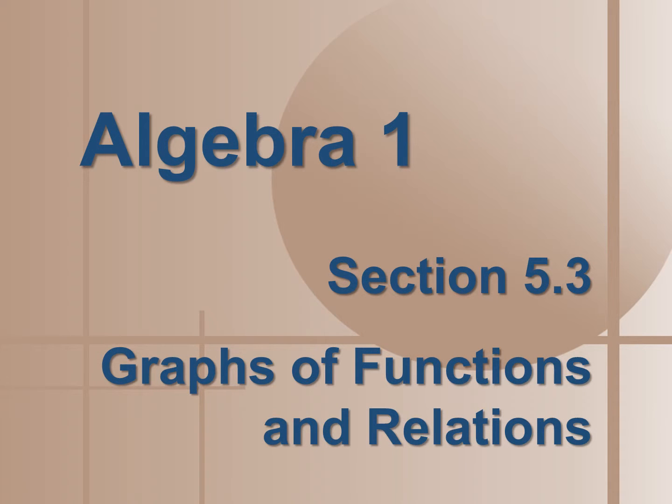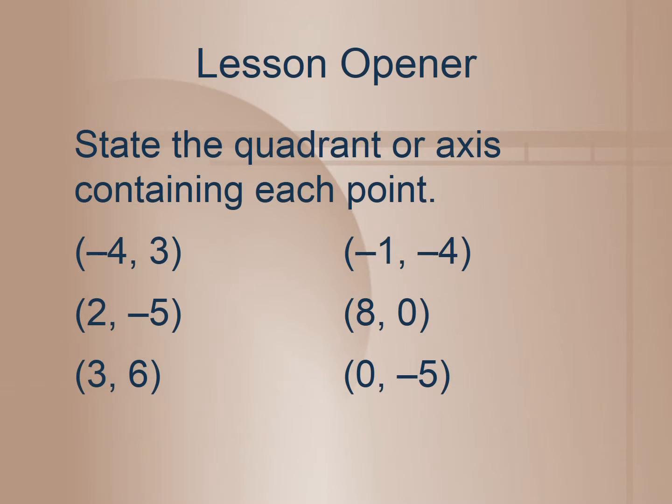Graphs of functions and relations, which is found in section 5.3 of your Algebra 1 BJU textbook. To begin, we are going to look at these ordered pairs, and we just want to look at the quadrant or the axis that contains each point.